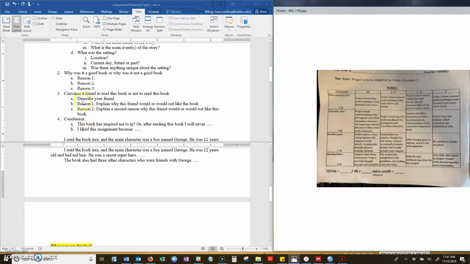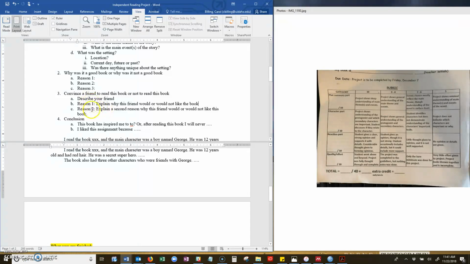And I thought it would make the most sense if you described your friend first. Okay, so my friend is Sarah, and she doesn't believe in superheroes. So reason number 1, she wouldn't read the book. So first I would describe my friend. My friend Sarah is 12 years old, and she has brown hair, and she's really tall, and she likes to play basketball. Reason number 1, Sarah would not like to read this book because Sarah does not believe in superheroes, period. Then I would go on and give a second reason. Sarah wouldn't read this book because Sarah likes to read books about, I don't know, whatever, science fiction.